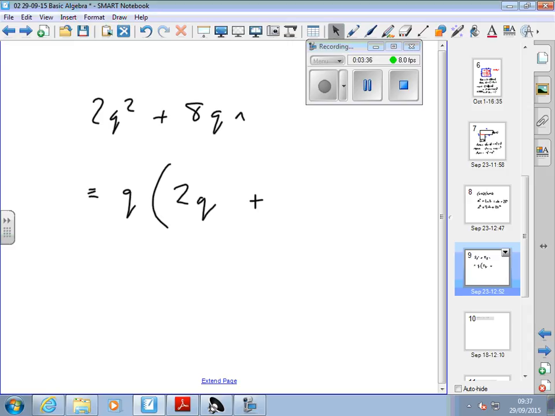What have I got to times q by to get this term? Well, there's the q, so I've got to times by 8n to get back to 8qn. So 8n. That would now be factorized.